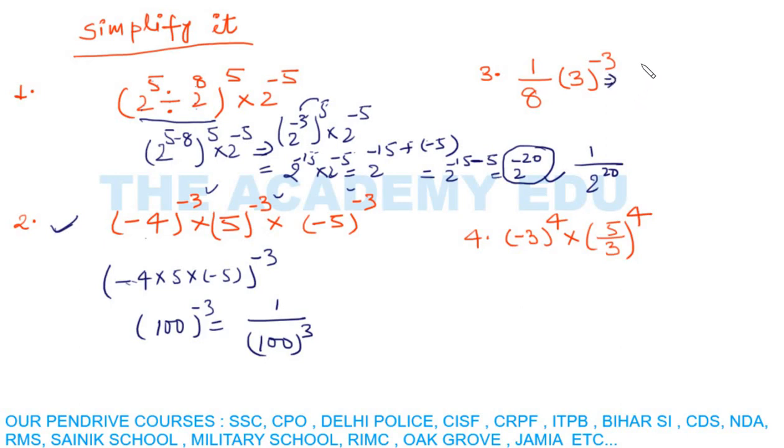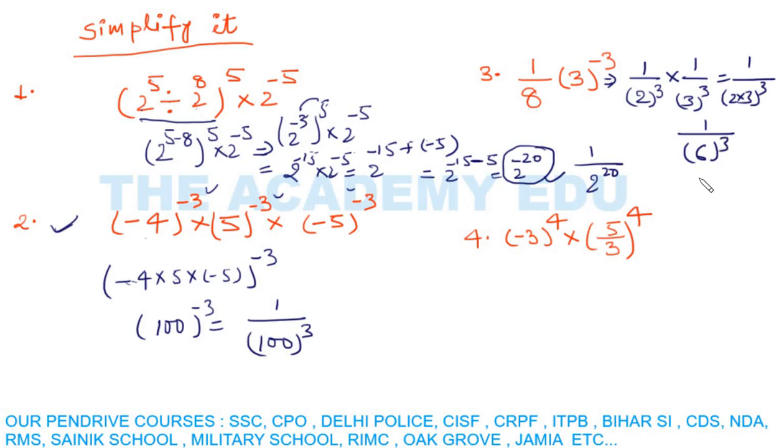See what I can do here. This 1 by 8 can be written as 1 over 2 raised to the power 3, since 2 raised to the power 3 is 8. And here 3 raised to the power minus 3, so I can write it as 1 upon 3 raised to the power minus 3. This becomes 3 raised to the power 3. So we can write it as 1 upon 2 into 3 raised to the power 3. So what can I write? 1 upon 6 raised to the power 3.